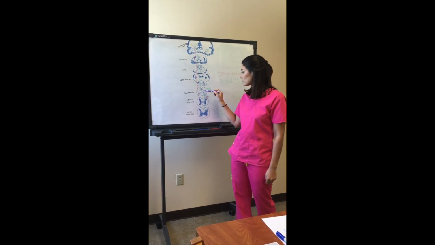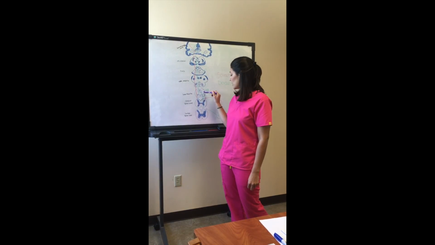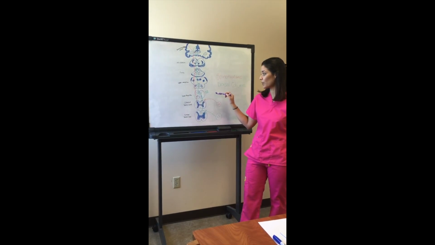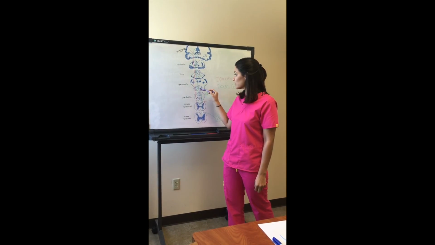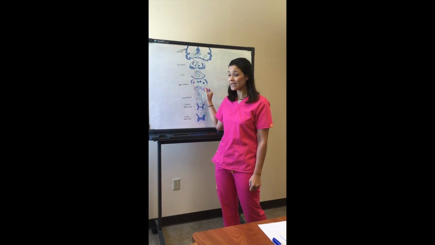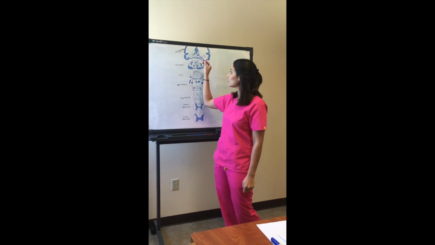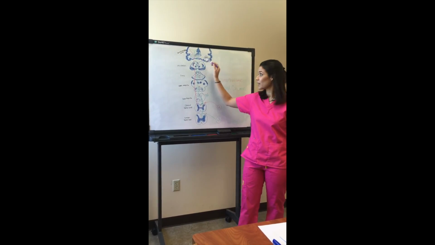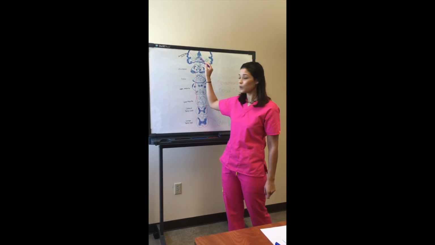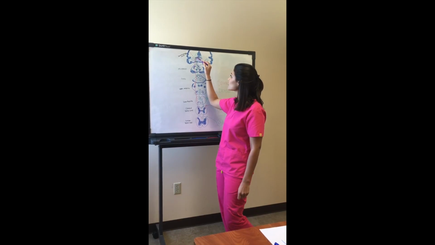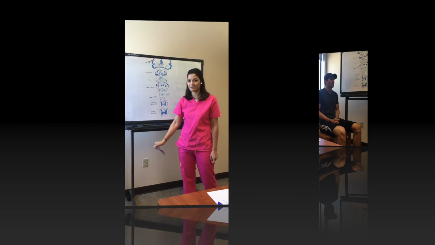order neuron, which is going to cross at the lower medulla through the internal arcuate fibers, and from here it's going to ascend very medially through the medial lemniscus all the way to the VPL of the thalamus, and that's where it's going to synapse. And from here we'll have our third order neuron that will send out information to the somatosensory cortex.